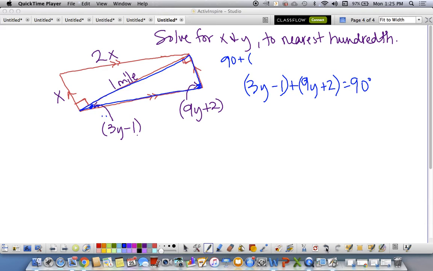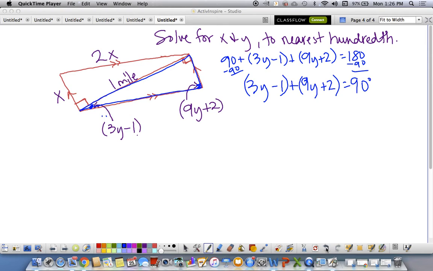If you subtract 90 immediately, that's what you're left with. And this just saves you a step, a headache. Okay, so can we keep going?